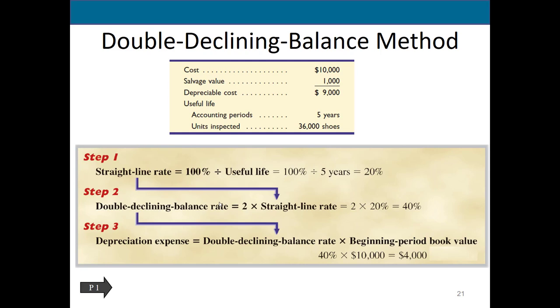Then, to find our depreciation expense, we're going to take our double declining balance rate and multiply that by our beginning of period book value. And that's the piece that feels a little weird. We're not always going to take 10,000 or 9,000 times 40%. You wouldn't get far, right? It's always going to be the beginning period book value.